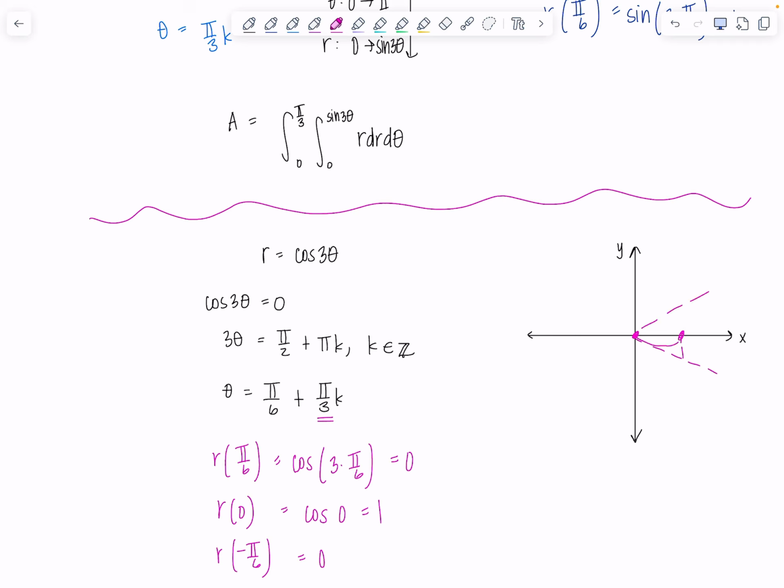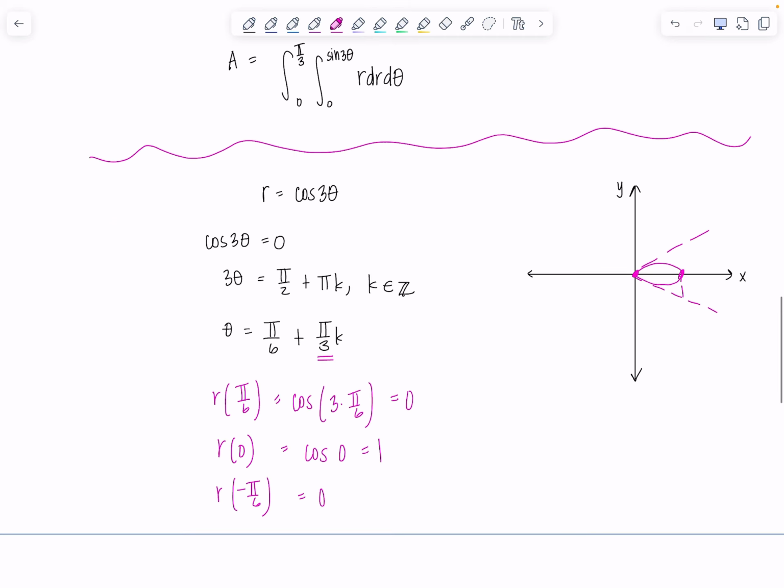So plugging in your r values for petals is both to help you draw it accurately and be able to see what's happening, what the limits of integration should be. And then like this one, if you want to set it up in the beginning, go negative pi over 6 to pi over 6, 0 to cosine 3 theta. And then in the next step, I would just double it and go 0 to pi over 6, right?